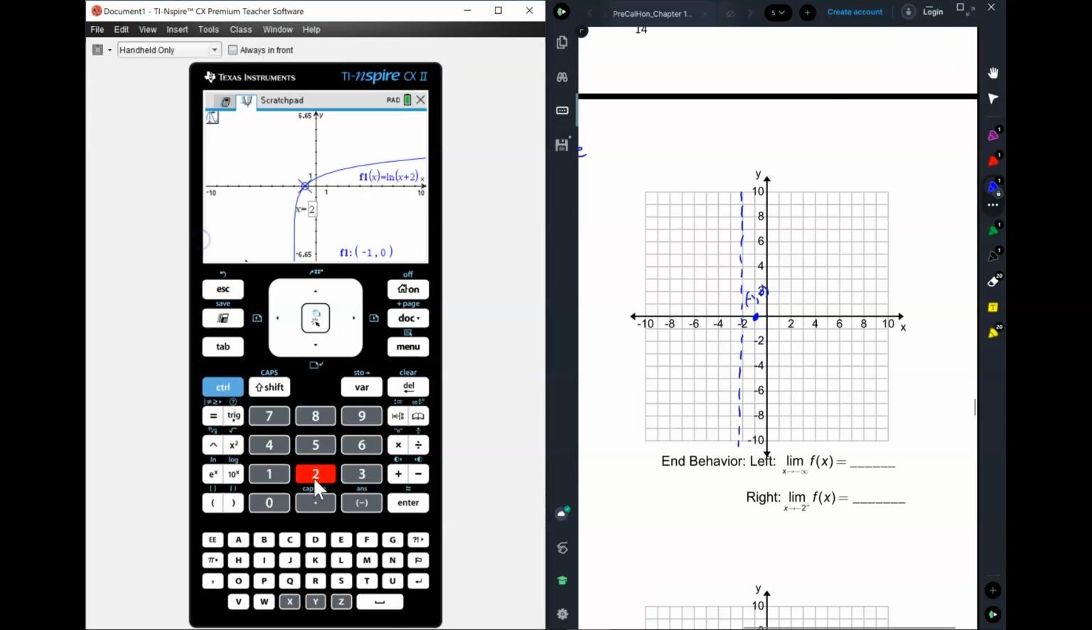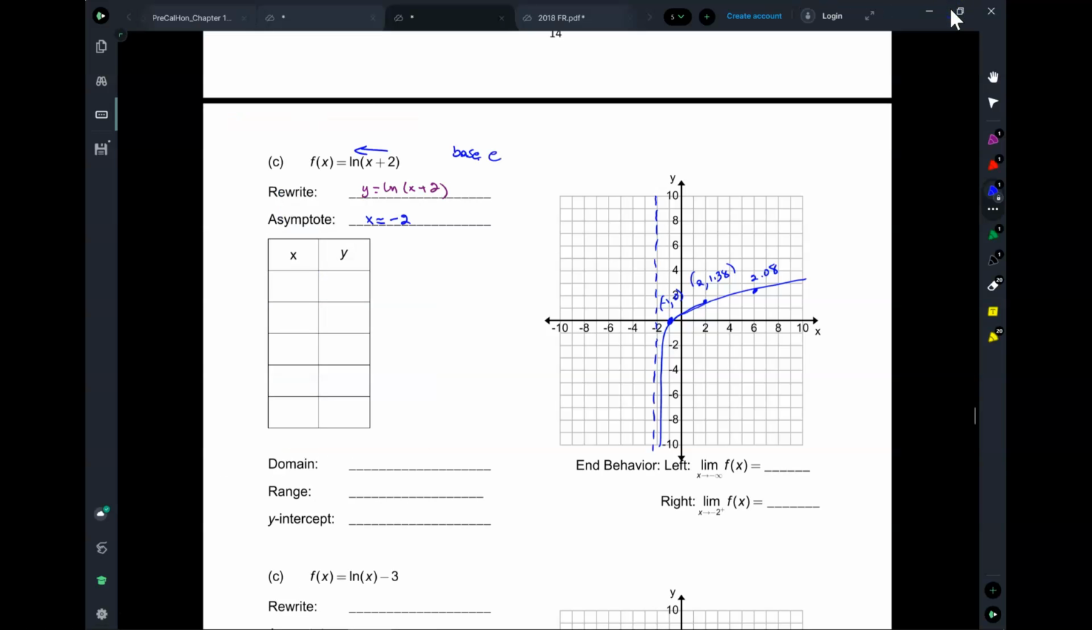And then let's see, maybe 2 is 1.38. So 2, 1.38. You can pick any 3 points. Let's do, I don't know, 6, just random points, 2.08. And it will look like this. Okay? All right. So you don't really need to do a table for this one. It's just good enough to do it that way.